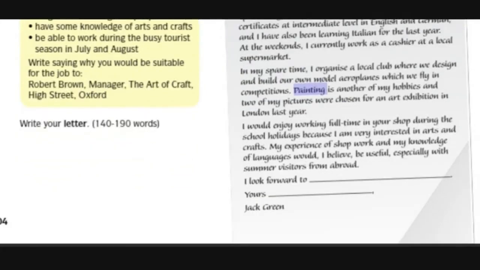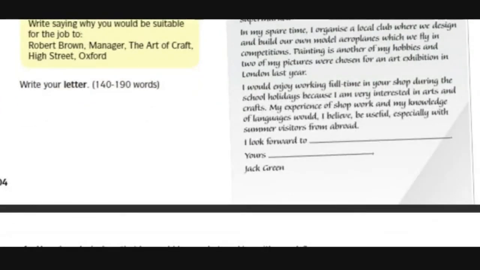And then the next one, I would enjoy working full time. My experience, okay, will be useful. Actually, this sentence he can start with I also, right? I believe my experience of work and my knowledge would be useful. But he put I believe in the middle instead. So it won't start with I. Okay. So he is actually trying not to start all the sentences with I.